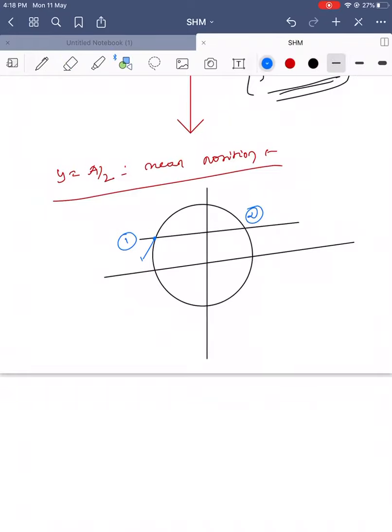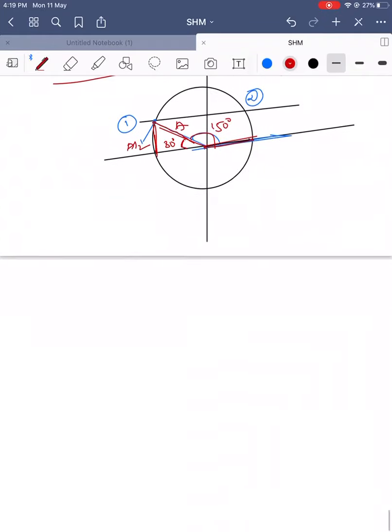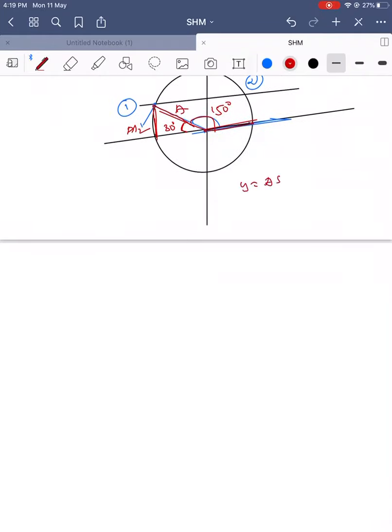See, each question is different from the previous one. So from where should we measure the angle? We should measure from the mean position, from the positive x-axis to here. How much is the angle made? That much angle. So 90 plus, here the height is a by 2, and here it is a. So here it will be 30 degrees. 180 minus 30, so 150 degrees is the value for the other side. So we can write y is equal to a sin omega t plus 150 degrees. So this is the equation of this.